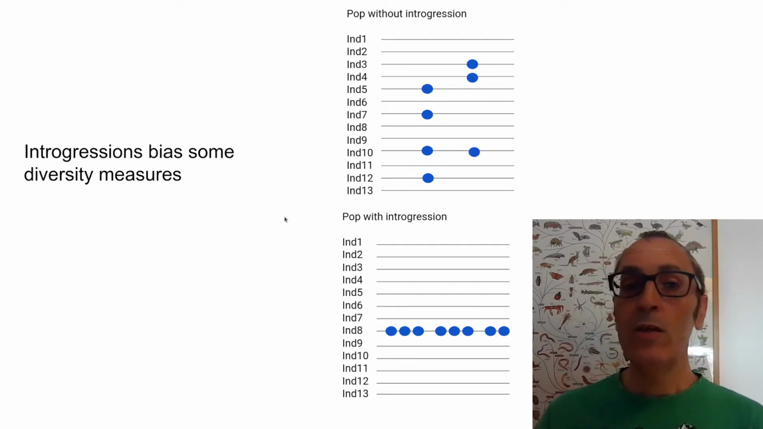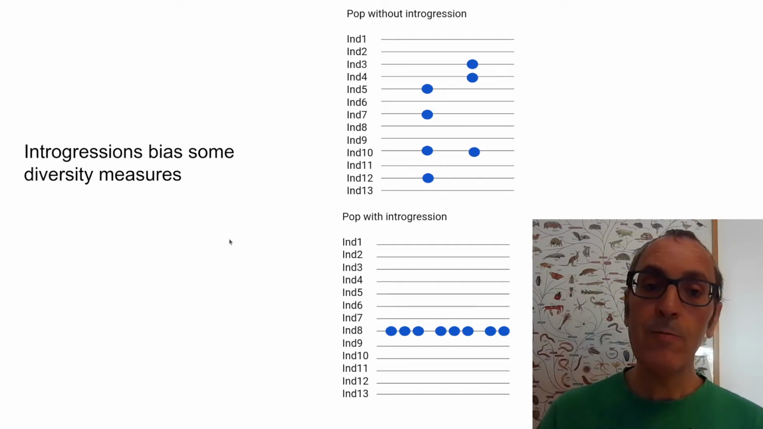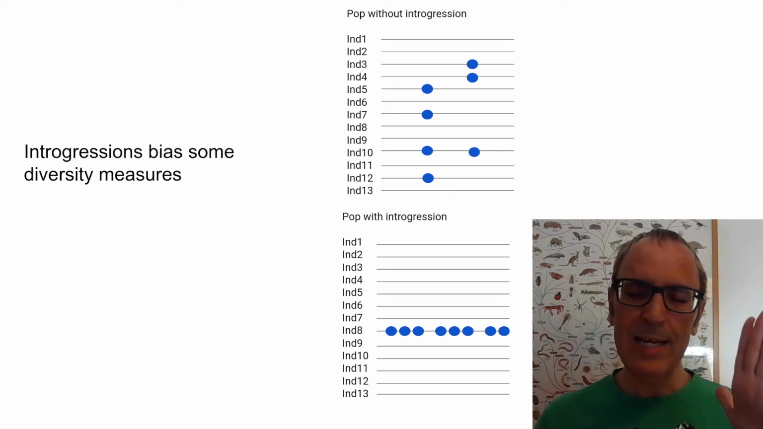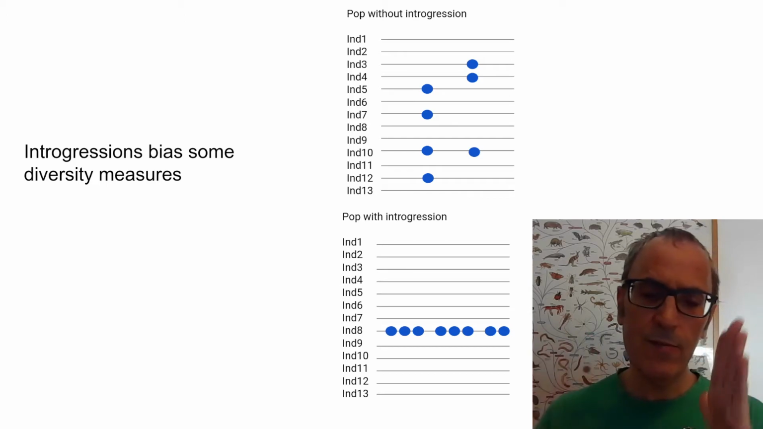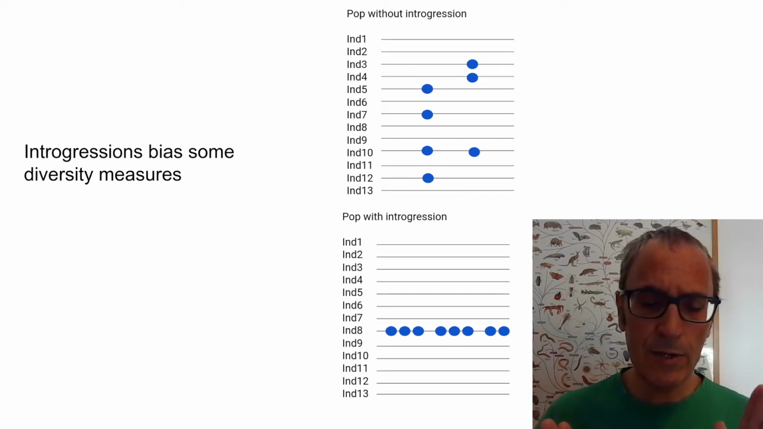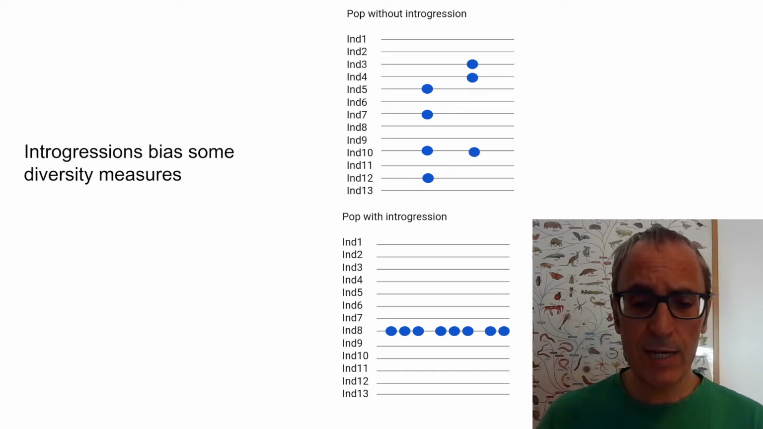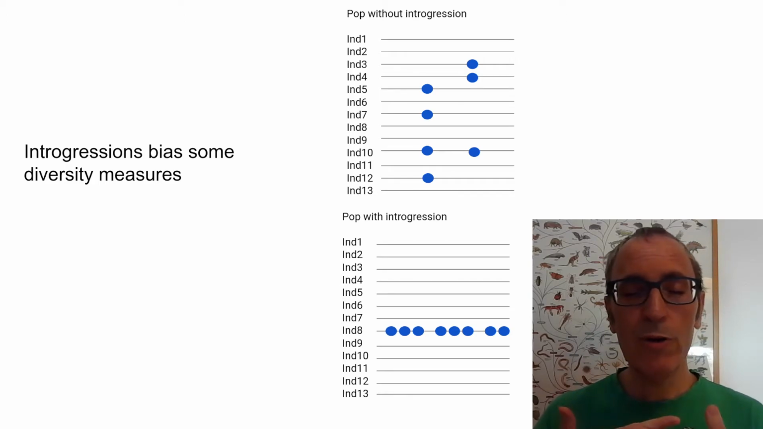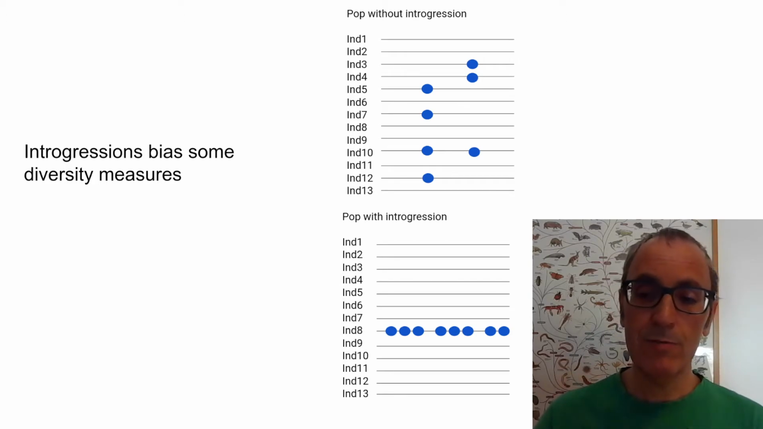So, as you see, the introgressions bias some of these diversity measures. So, by calculating indexes for the different kinds of measures that we have explained, you can have an idea of what is going on in the structure of the variation.